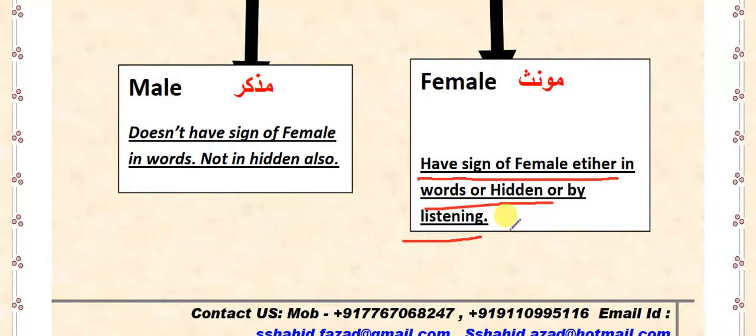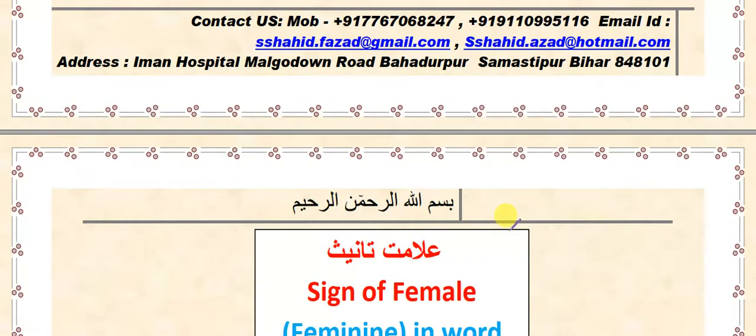So we have to see which word is used in the Quran as a muzakkar and which word is used in the Quran as muannas. There are some words in the Arabic language which don't have any sign or property of muannas or female, but they are used in Arabic as female. Why? Because the Quran used that word as female. Now let me give some examples.